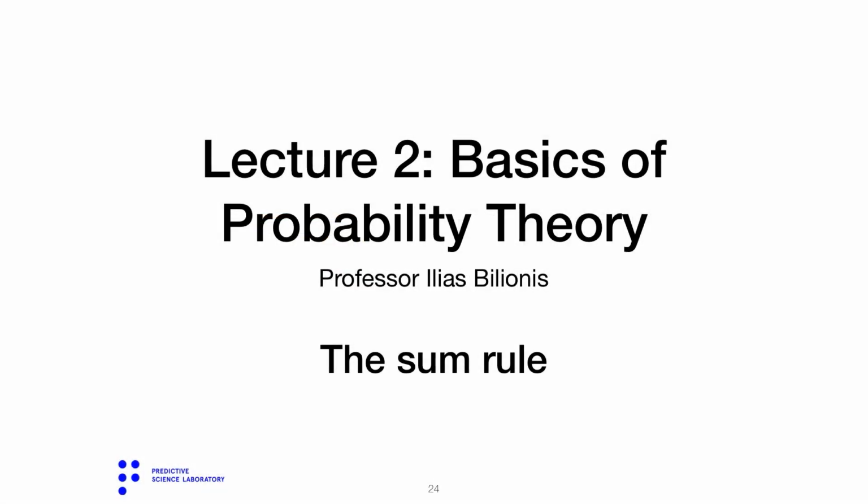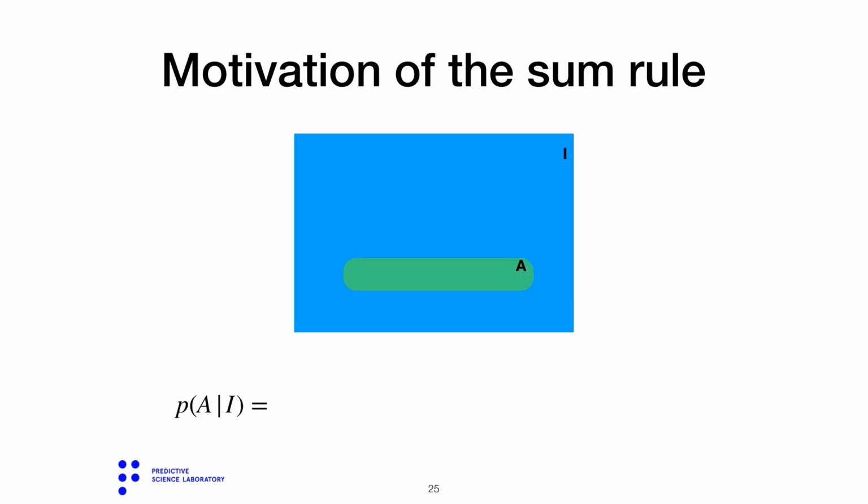The sum rule is one of the most important rules of probability. Let's see what this is all about. So consider again the background information I and some logical sentence that may be of interest to you, which we're gonna call A.